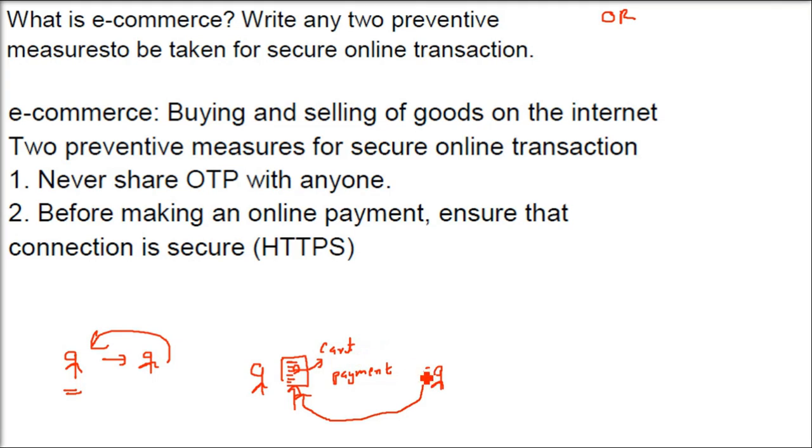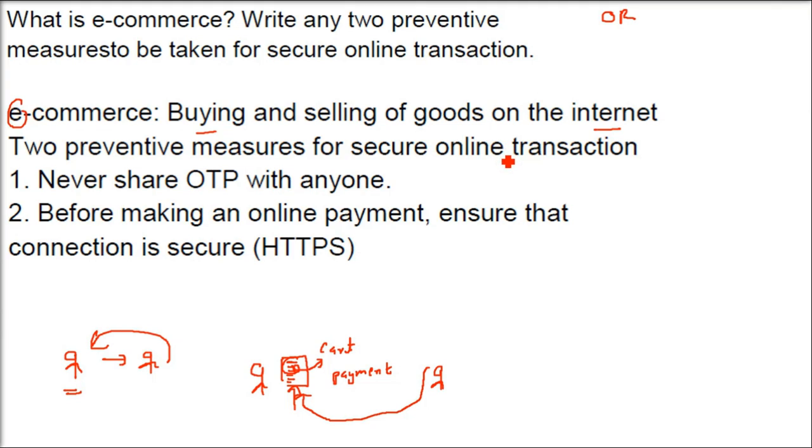This is e-commerce. And this is not only buying, it's about selling also. So if you are buying, somebody is selling also. So buying and selling of goods on the internet is e-commerce. E-commerce is electronic commerce. That is trade, buying and selling through the internet.